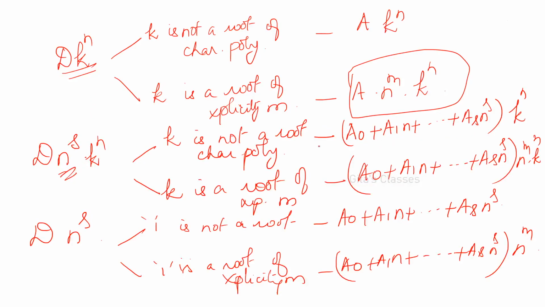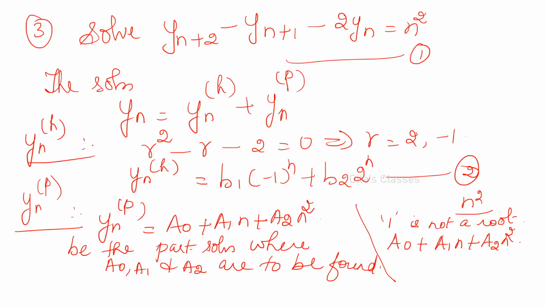Okay. And similarly, if it is a root of m, if k power n is not present in the right hand side function, then you have to check only n power s is there. Then you have to check for 1, whether 1 is not a root or 1 is a root. Accordingly, you should be able to write the solution. This is the assumed solution, in which you have to find out the constants.